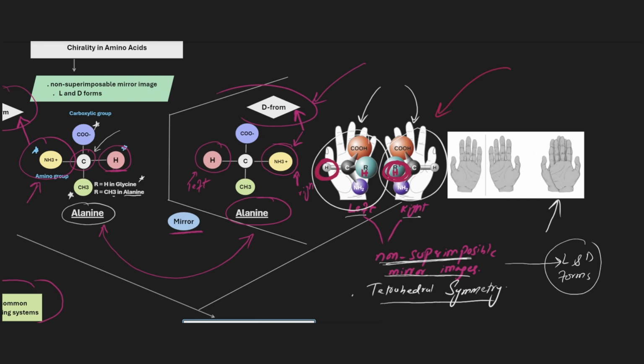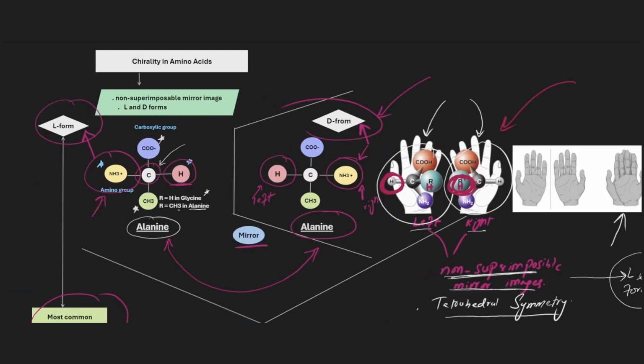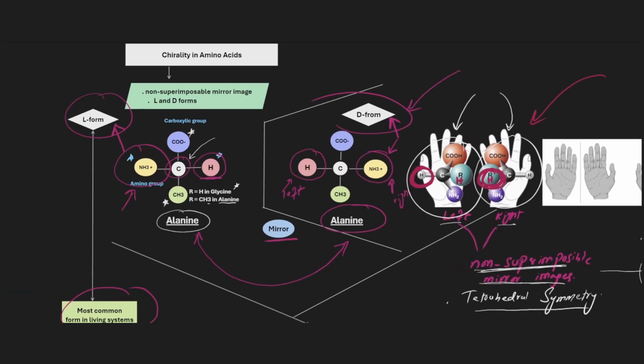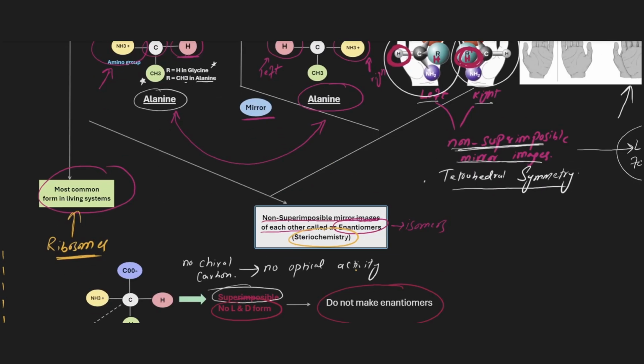So this was all about chirality in amino acids, in which we discussed chirality by considering one example, that of alanine. We discussed that two conditions should be fulfilled. One is that the amino group should be on either the left side or the right side, to be called the L and D forms respectively. And second is that they should make non-superimposable mirror images. So these two conditions should be fulfilled.